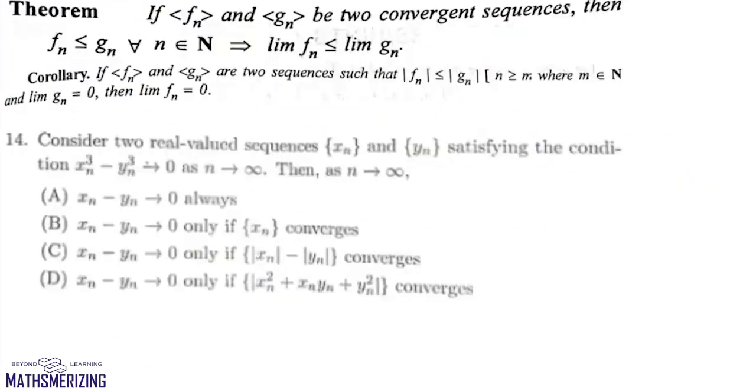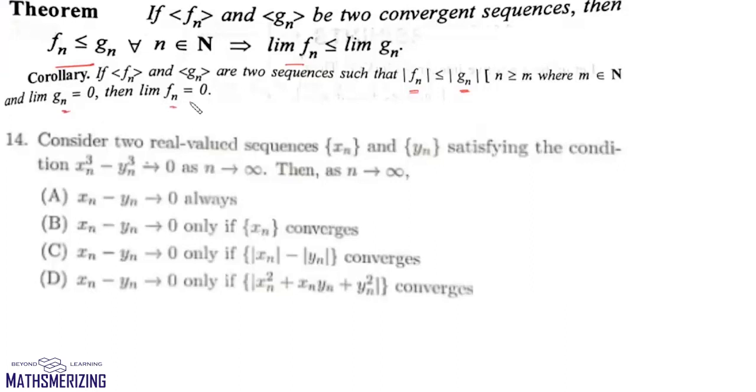Another theorem is, if f_n and g_n are two convergent sequences and if f_n is less than or equal to g_n, then limit f_n will always be less than or equal to limit g_n. And if f_n and g_n are two sequences such that mod f_n is less than or equal to mod g_n, then if limit g_n is 0, then limit f_n is also 0.